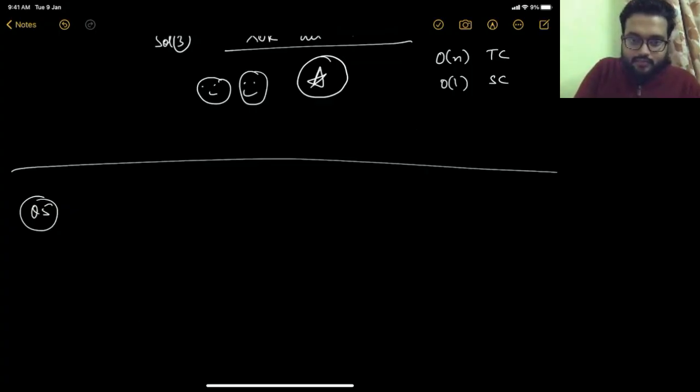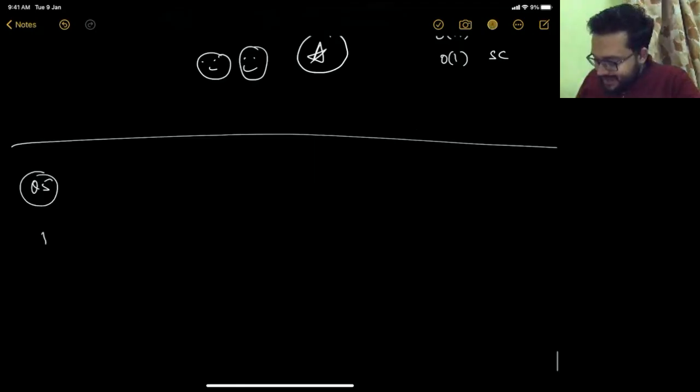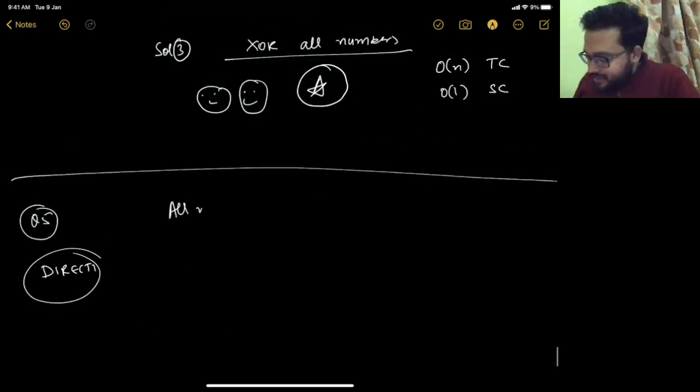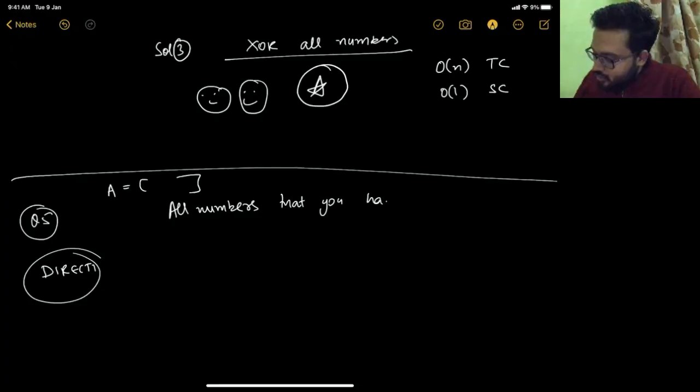Let's try to look at this question. You are again given an array of size n, and all the numbers that you had exist in pairs, but this time around 2 numbers exist only once. How many of you appreciate the question? In the previous question there was only 1 number that exists only once. In this question there are 2 numbers that exist only once, and you want to find both these numbers.